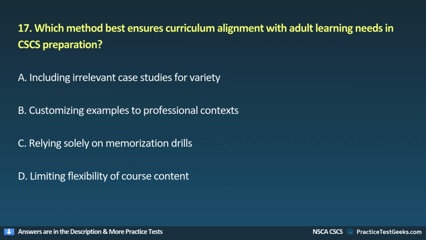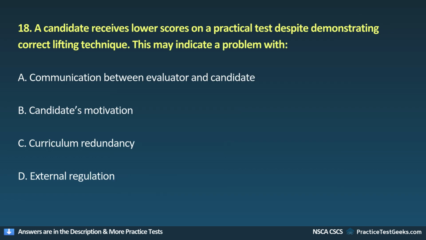17. Which method best ensures curriculum alignment with adult learning needs in CSCS preparation? A. Including irrelevant case studies for variety. B. Customizing examples to professional contexts. C. Relying solely on memorization drills. D. Limiting flexibility of course content.